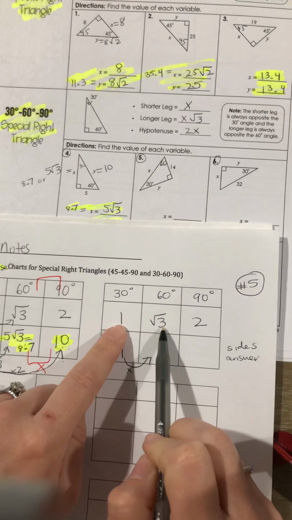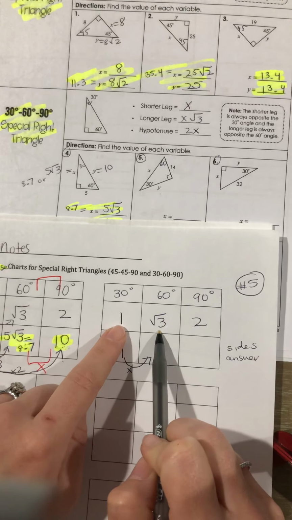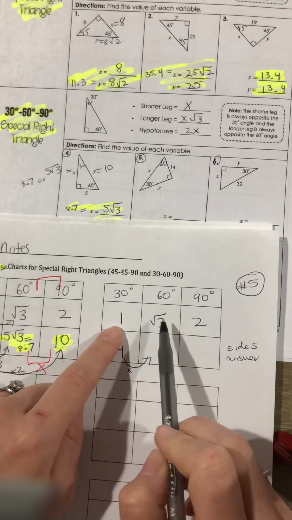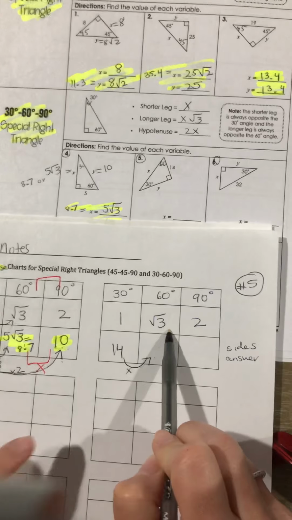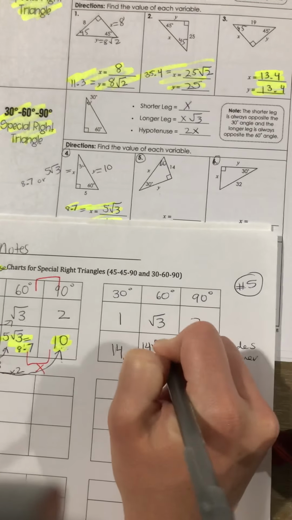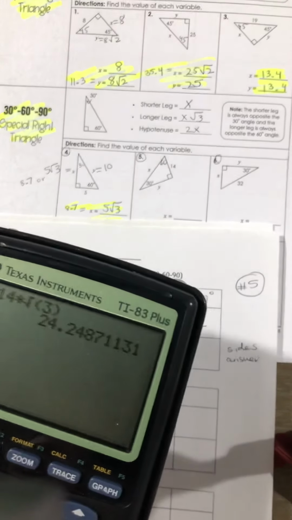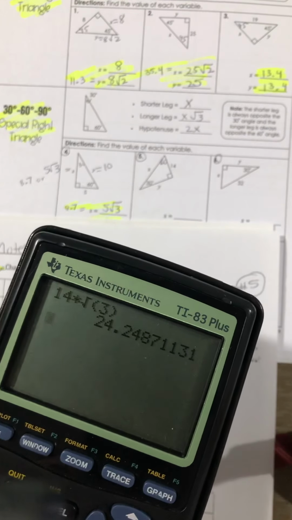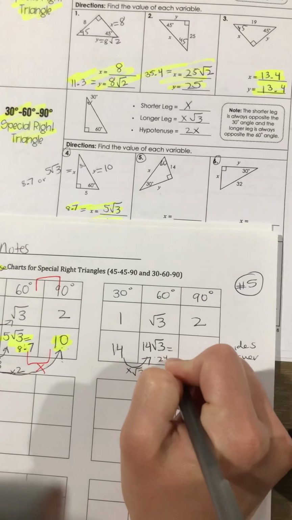How do you get from 1 to square root of 3? Well, 1 times 5 is 5, 1 times 10 is 10, 1 times a million is a million, 1 times square root of 3 is the square root of 3. So we want to multiply by this number, square root of 3. Again, you can rewrite this as 14 times the square root of 3, or you could type it into your calculator as 14 times the square root of 3 and get a decimal. And that's okay if you leave this as 24.2. I would accept that as well.